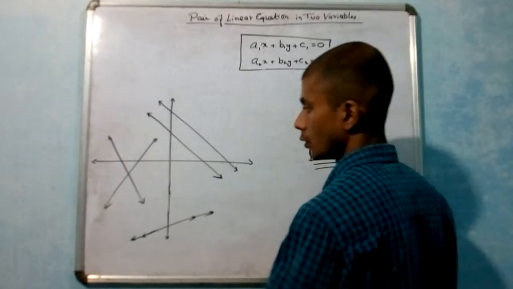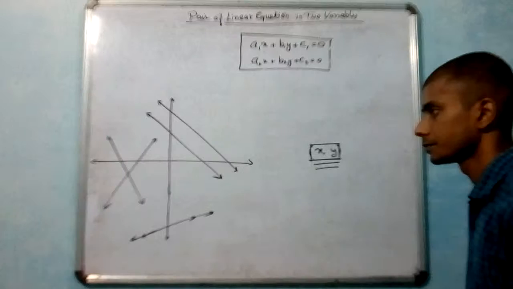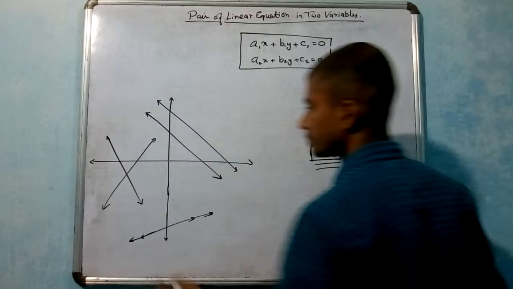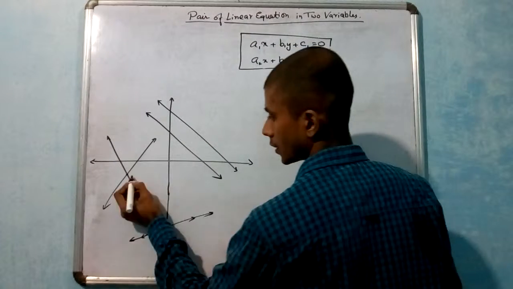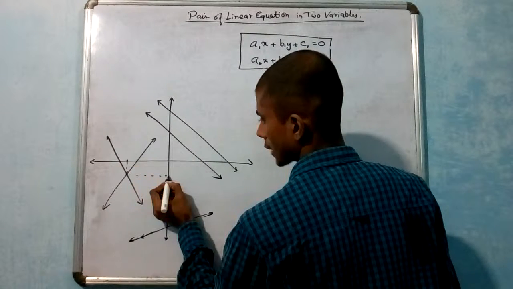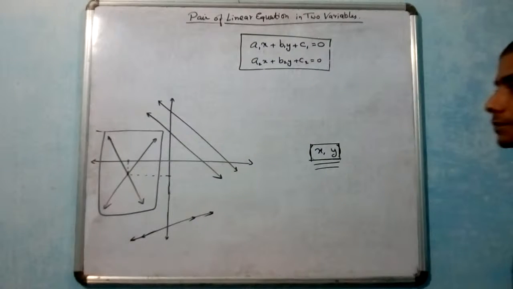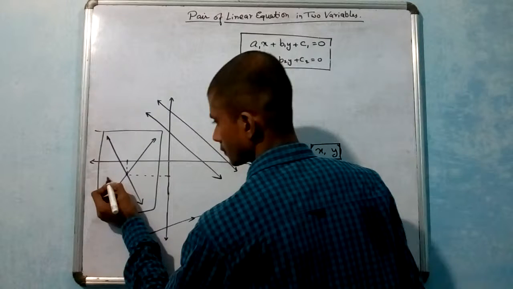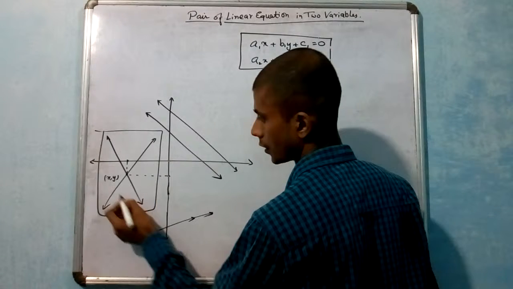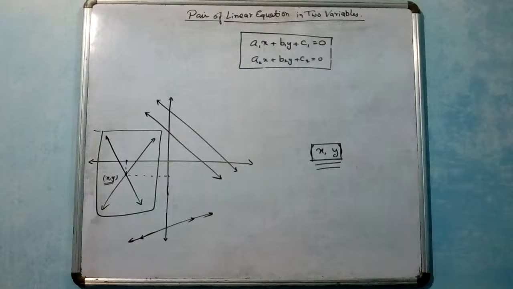And we know each and every point on the Cartesian plane has an x coordinate and a y coordinate. We know that or not? So this point's coordinates, the x coordinate and the y coordinate, will actually be the solution for this pair of linear equations. x comma y, the x coordinate we can observe from here and the y coordinate from here, and that will be the solution of this linear equation in two variables.